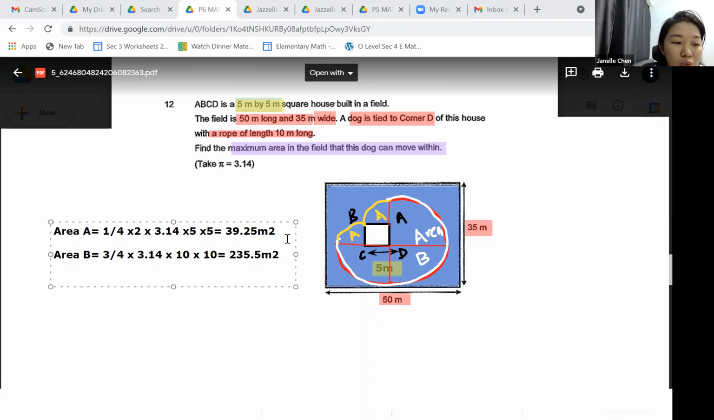So with these two, it's pretty easy for us to find the maximum area that the dog can run around. The maximum area is just area A plus area B. So I have 39.25 plus 235.5 meter square, and then we will get 274.75 meter square. So this is our final answer.